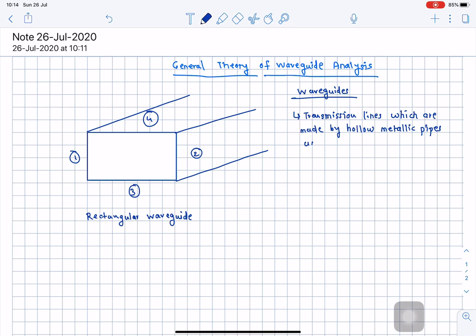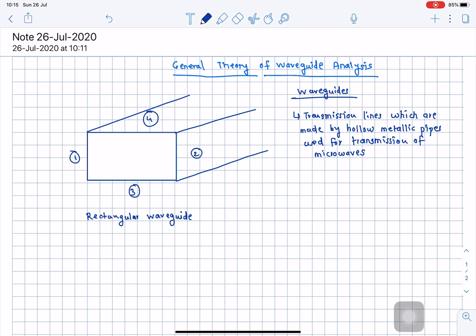Used for transmission of microwaves. Okay, so how do we describe, what do we mean by waveguide? A waveguide is nothing but a transmission line which is made by making use of hollow metallic pipe structures and which is used for the transmission of microwaves.